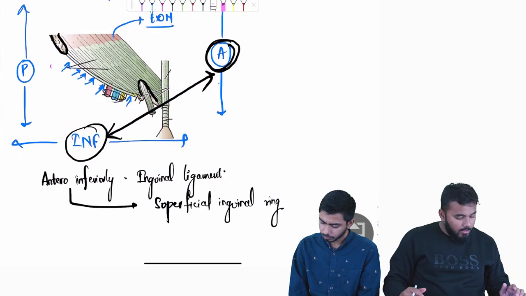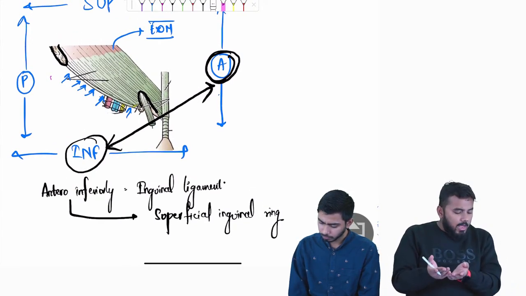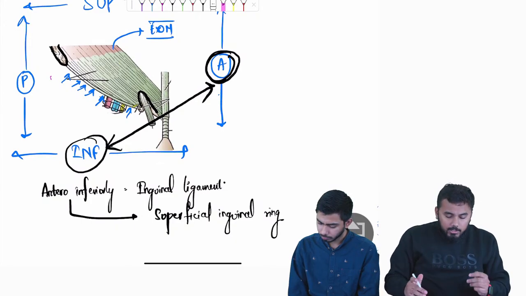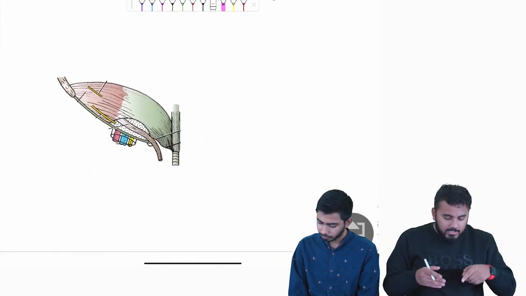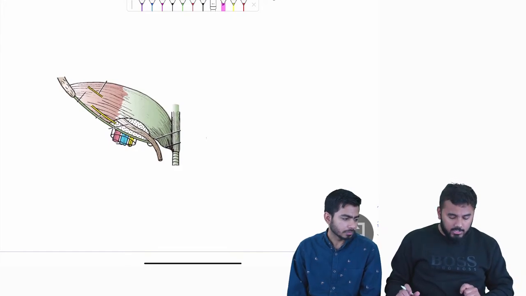After external oblique muscle, what is the next muscle we have? After external oblique muscle, we have got internal oblique. So this is external oblique. Now I'm removing this external oblique. Now you can see internal oblique. Now this muscle, whatever you can see, this is called as internal oblique.